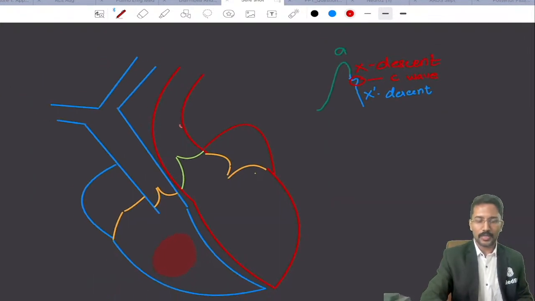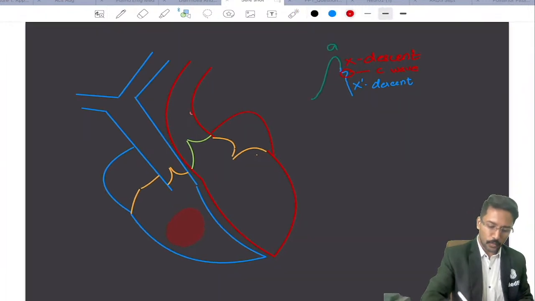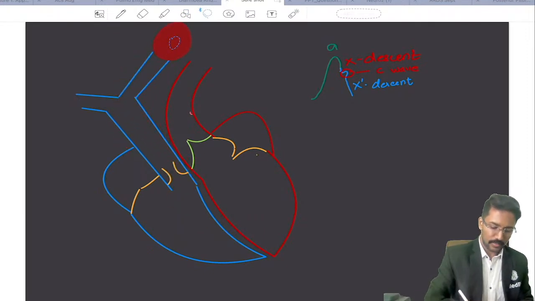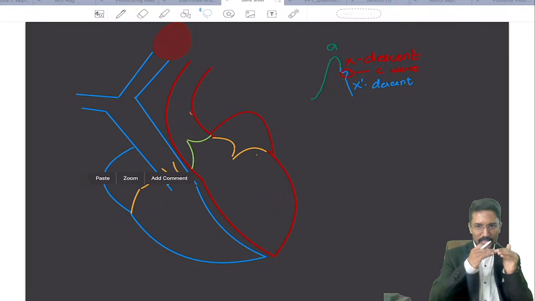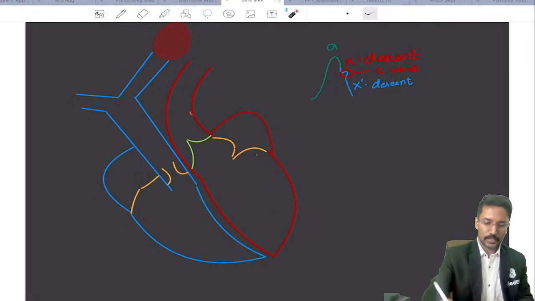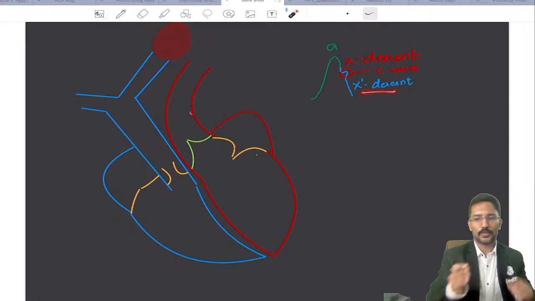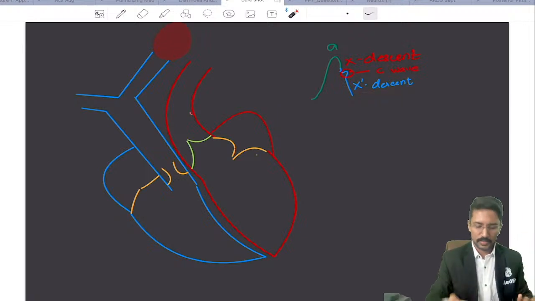The bulging will not persist, because once the pulmonic valve opens and the blood starts escaping into the pulmonary artery, the pressure on the tricuspid valve comes down, and the X descent continues after that. So it is a very momentary pressure. That's why you have a small upstroke interspersed on the X descent, and that's why we have X and X dash descent. So that much is clear.